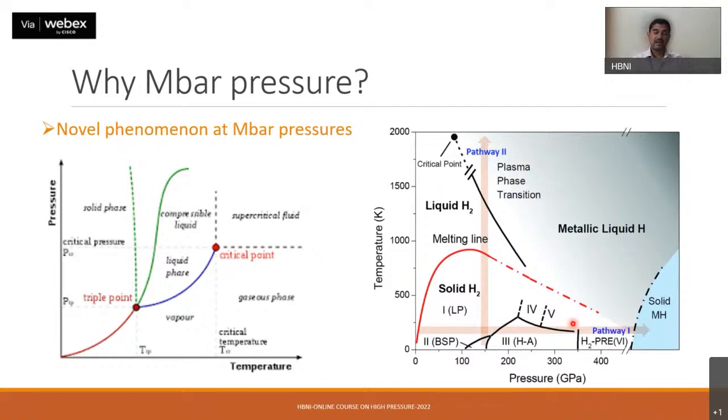And its phase diagram is still far from understanding. It is still an evolving phase diagram, and it is very elusive to get metallic hydrogen, and people are still pursuing it. So megabar pressures can always throw many surprises and many novel phenomena. So that's why people want to go to these kinds of pressures, or it is worthwhile to experiment at these kinds of pressures.